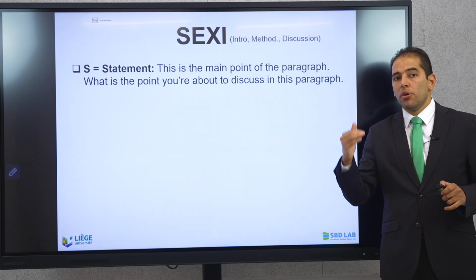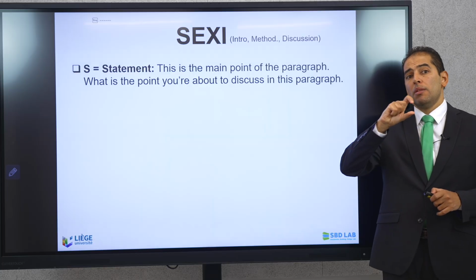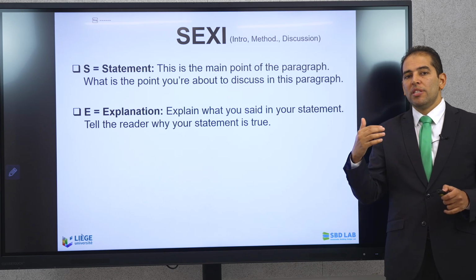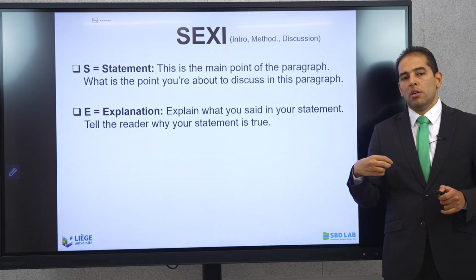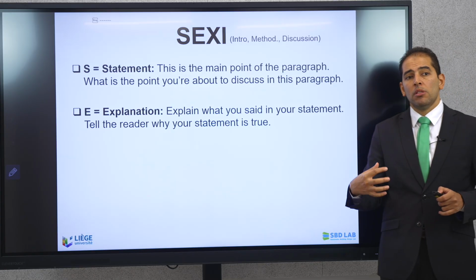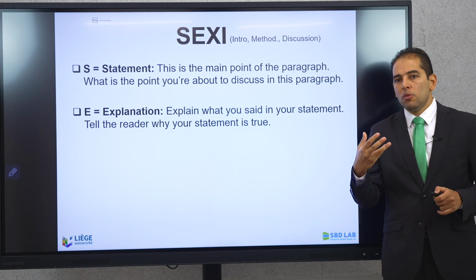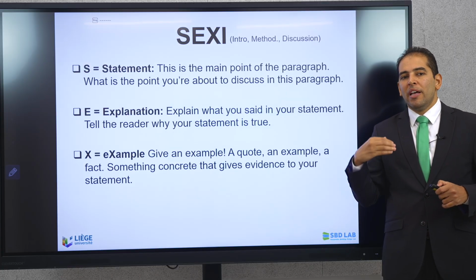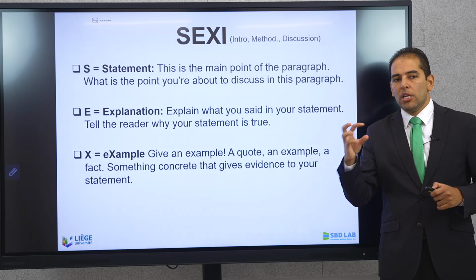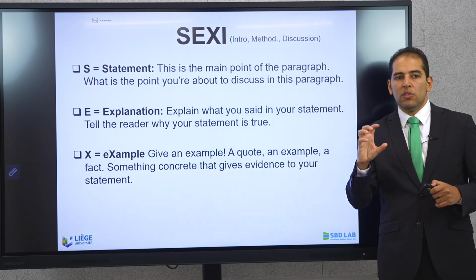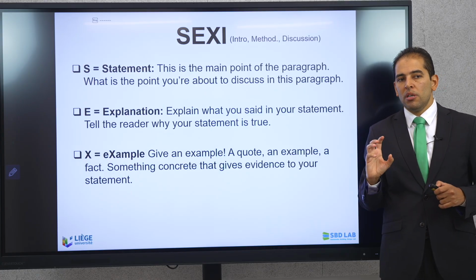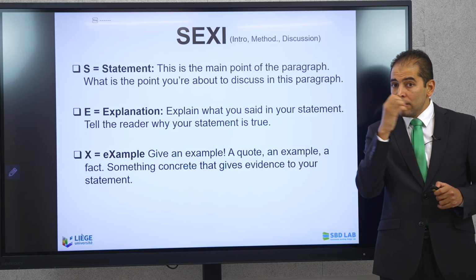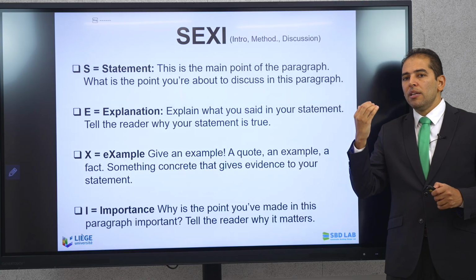What is the point you are going to discuss in the whole paragraph? So you start with the main point. Then you go for the explanation of this point, and you say what is the meaning of this statement. You tell the reader what is behind it, what makes it true, and then you give examples, a quote, data, a fact, some concrete evidence, you put a number. By that, you show the level of granularity, you go to detail, and then finally back, you give importance.